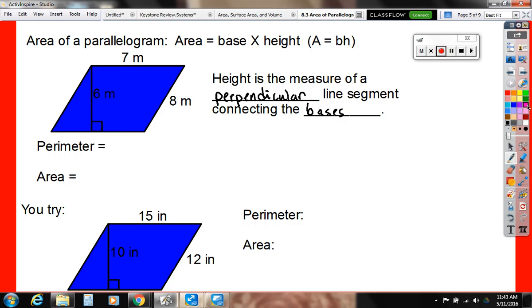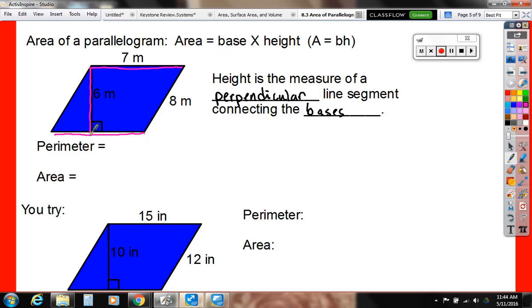So we have one base on the bottom and the other base would be on the top. We need a line segment that connects them. Perpendicular means they have a right angle, they make a T. So when you're trying to decide which measurement to use, you wouldn't use 8 times 6 because the side that has a length of 8 meters does not make a T with the side that has a length of 6 meters. So we choose the side that has a length of 7 because it forms a T with the height of 6.